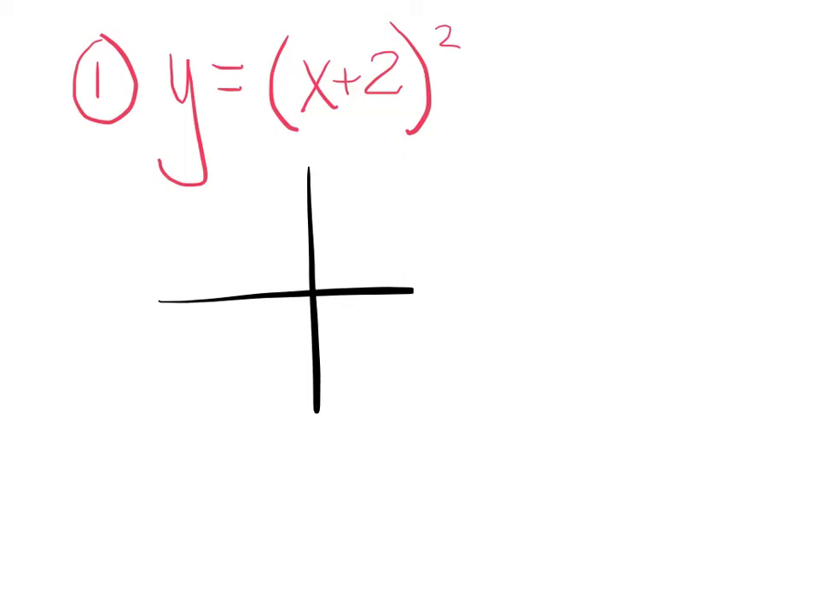So here's what I say to myself. What does the parent function look like? This is really just a graph of x squared. So I know my parent function is just a parabola. And the special point on the parabola is that point 0, 0.